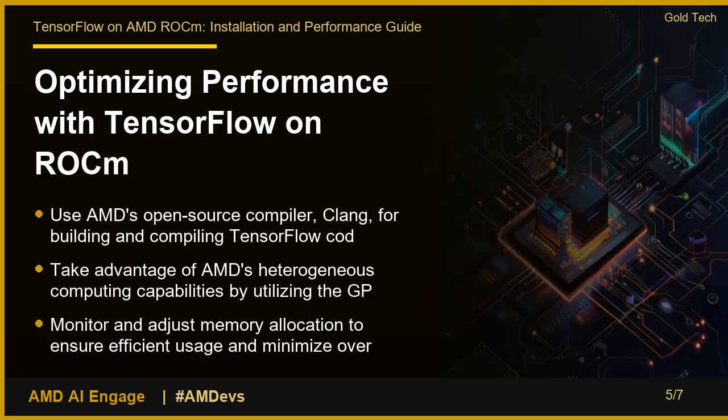To achieve maximum acceleration with TensorFlow on ROCm, it is essential to optimize performance. One way to do this is by using AMD's open-source compiler, Clang, for building and compiling TensorFlow code. This ensures optimal performance and compatibility.